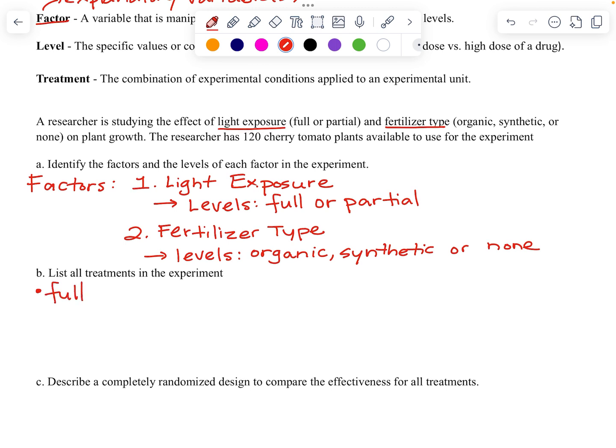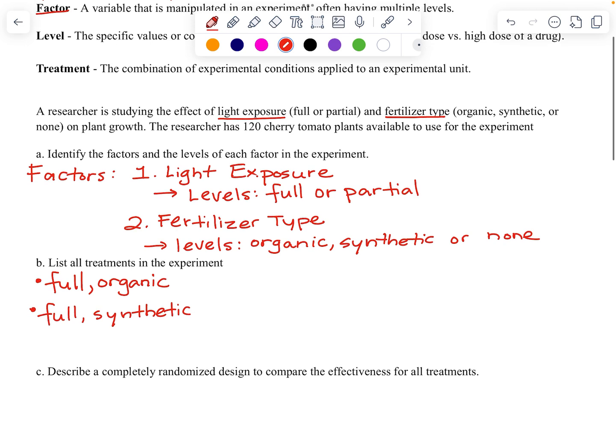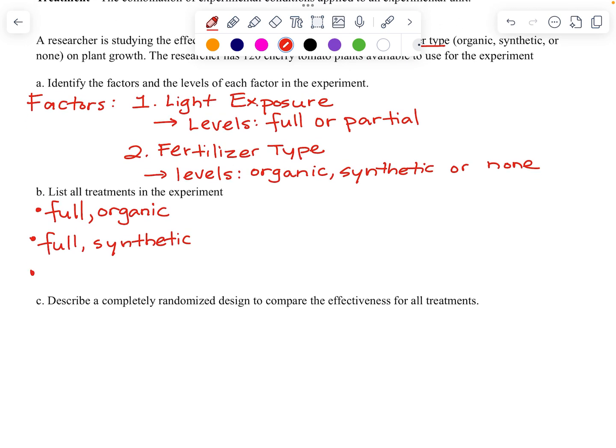I could have full light with organic fertilizer. I could have full light with synthetic fertilizer. I could have full light with no fertilizer. Sorry, I meant to say synthetic fertilizer, organic fertilizer, not soil. Okay, so those are half of my treatments. The other half are going to look like this.